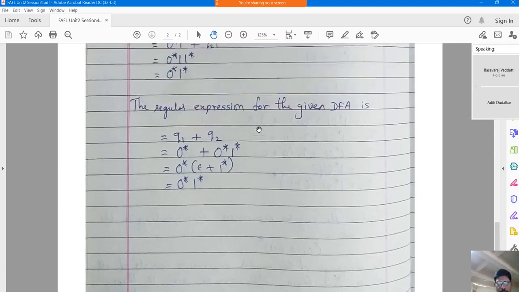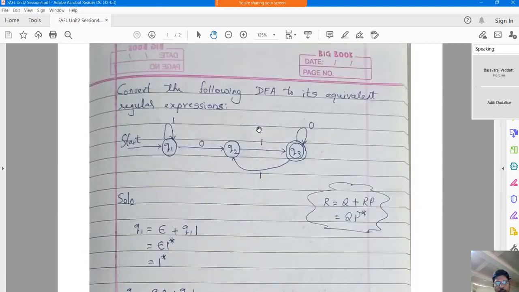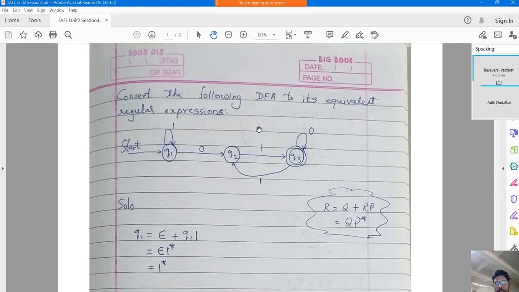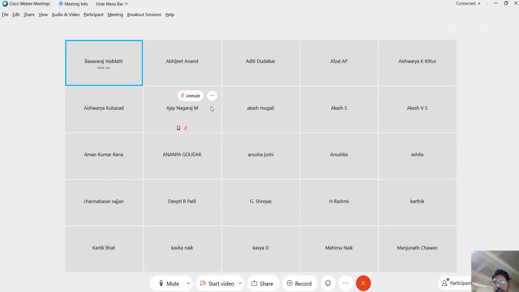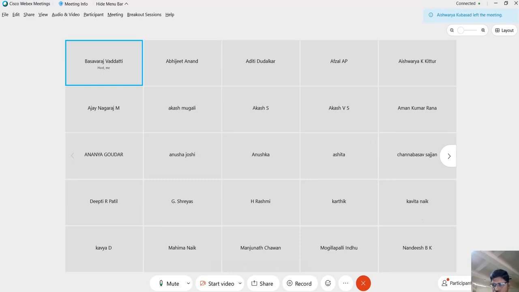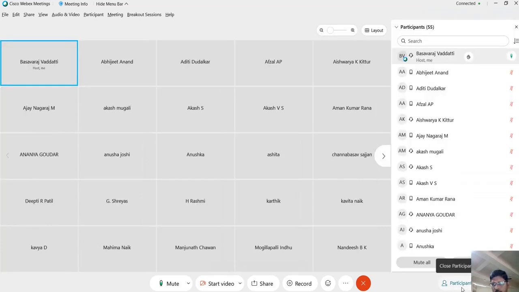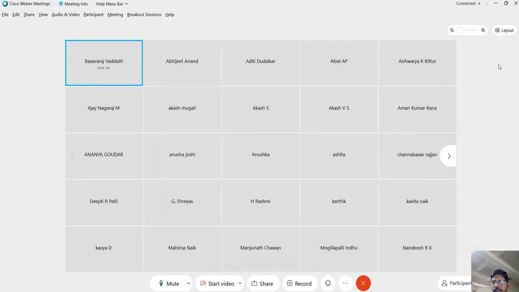In these two examples, we converted a DFA to a regular expression. That is how to convert a DFA to a regular expression. Any doubts here? All of you try to attempt the quiz. Any other clarifications?